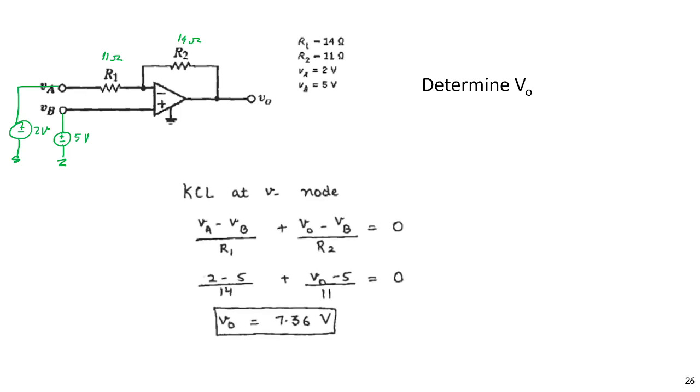So we can take KCL at this node, here, V negative node. And this is V positive node. And this is VB. V positive equals VB, and then V negative is also VB, because we force this pin to 5 volt, so this is also 5 volt. And the current here is 0.